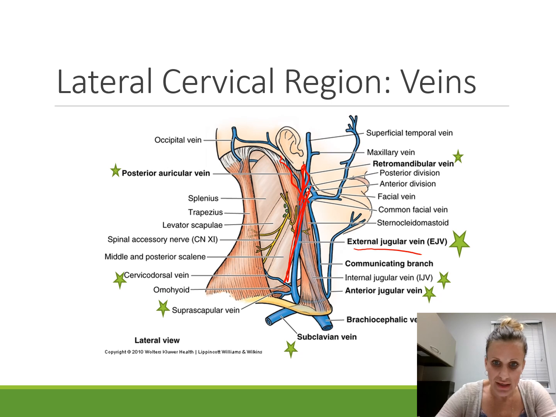The internal jugular vein is kind of hard to see because it's literally running right underneath the sternocleidomastoid. But if you look at the sternocleidomastoid, you see the shadow of it underneath here. So the internal jugular vein is deep underneath this sternocleidomastoid. The anterior jugular vein, again, is located anteriorly, right here.